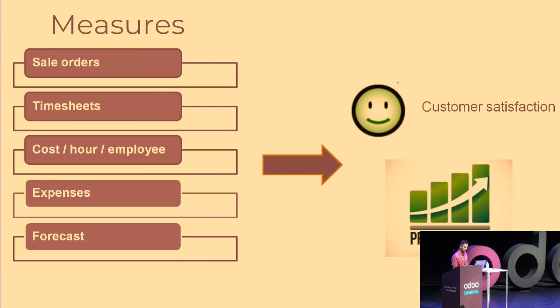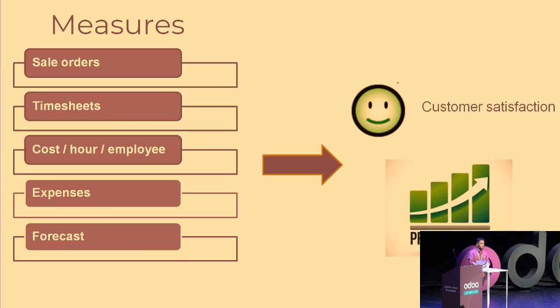Concretely, what are the elements that concern our flow? We have the sale orders. For example, if we create a sale order, we can automatically create a new project with a new task or several tasks. We have the timesheet in order to control the time spent by the employees. We have the cost per hour per employee. That is an important cost that we have to take into account when we calculate the profitability of a project, as well as the expenses.